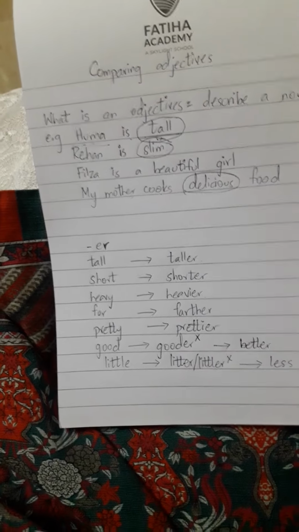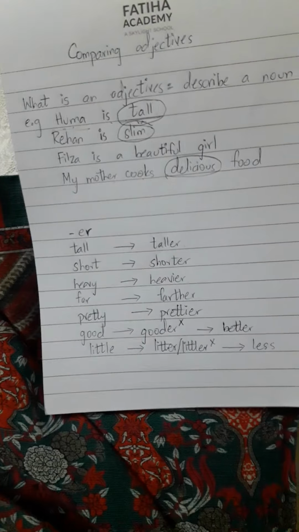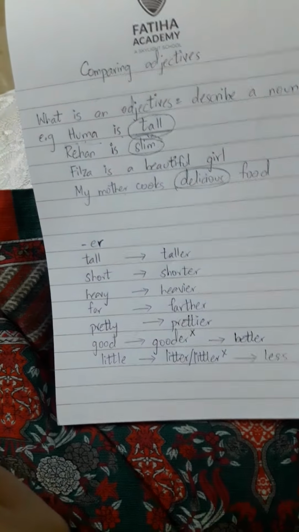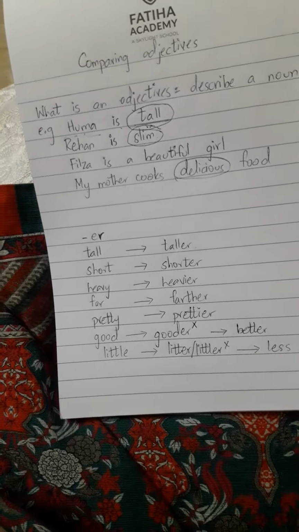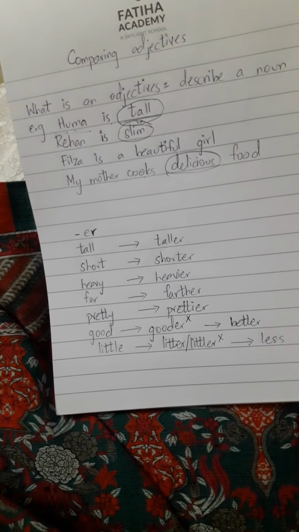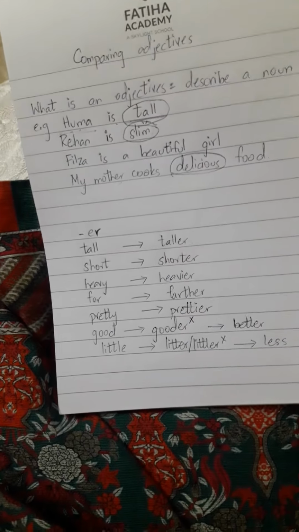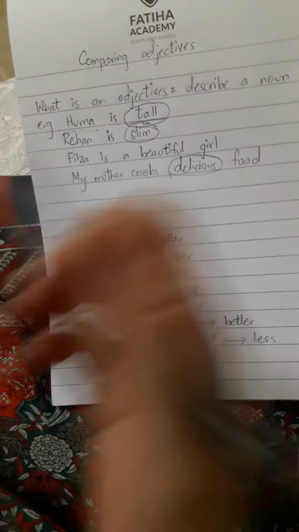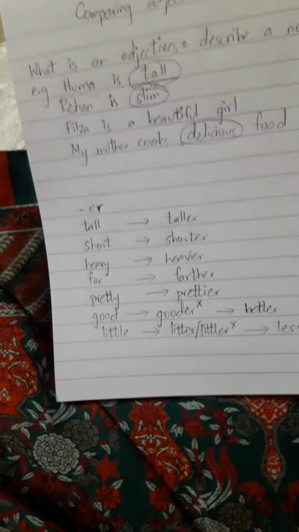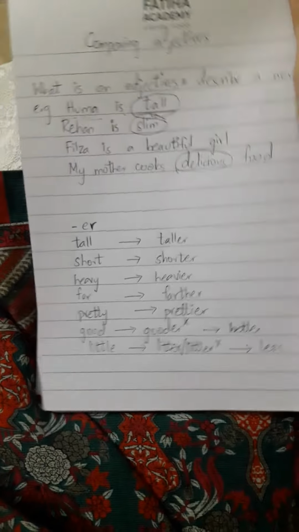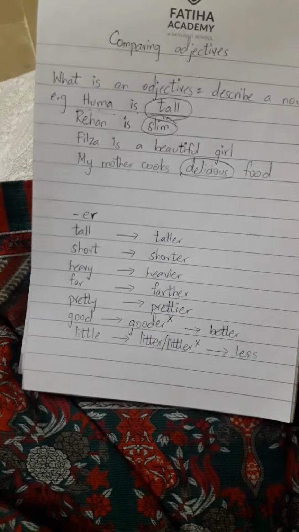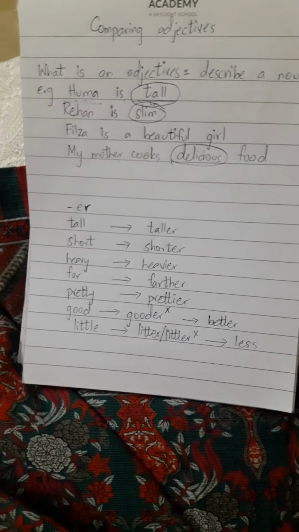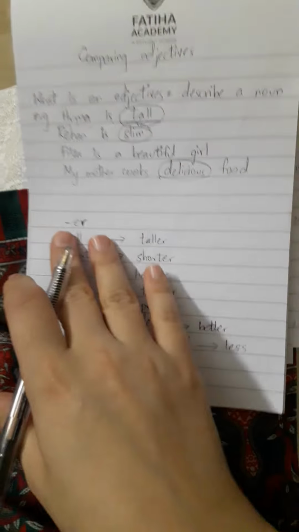For example, if I say that Huma is tall and then I say that Filza is also tall, I will now observe who is taller out of them. So this is what compare means, that we compare two or more things with each other. We check the similarities or the differences between those two people.